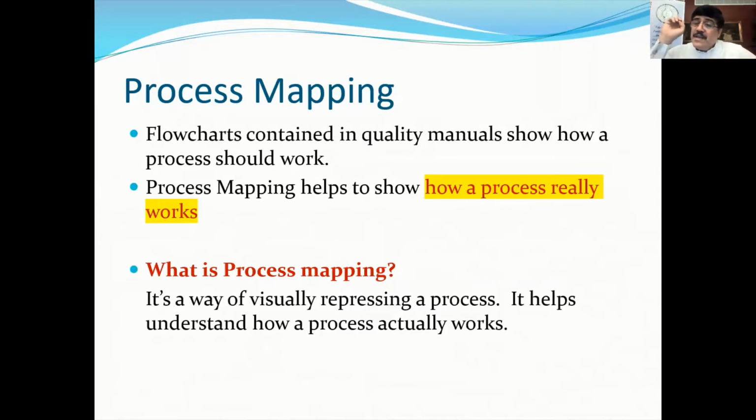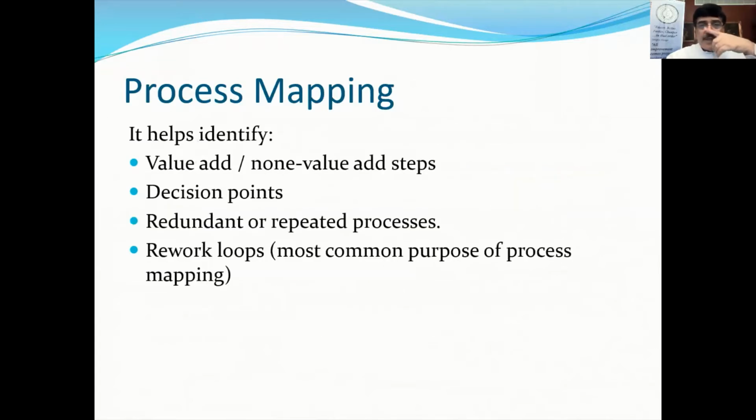But the flow charts contained in a quality manual, if you go to a quality manual, normally there is a process or a flow chart. But these flow charts in these manuals show you how the process should work. But in reality, does it really work the way it should, or doesn't it? Then this is what you want. When you do process mapping, it helps you understand how a process actually works, not as per what is in the manual, but what is actually happening.